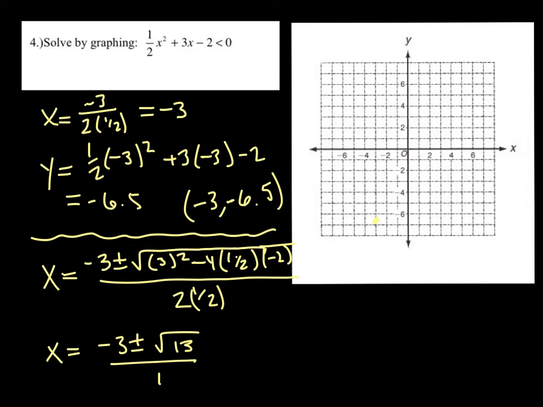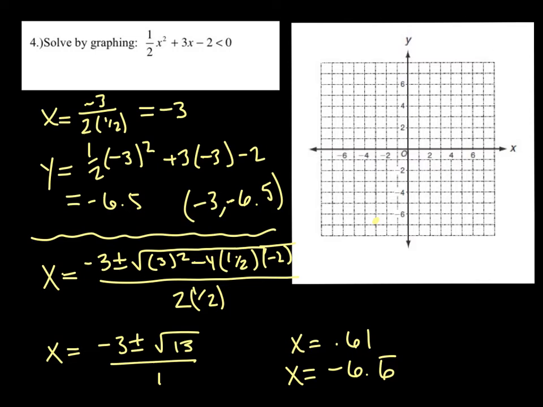So if I add negative 3 plus the square root of 13, I get 0.61. So x equals 0.61. And if I subtract, I get x equals negative 6.6 repeated. So I'm going to plot those 2 values on my graph.